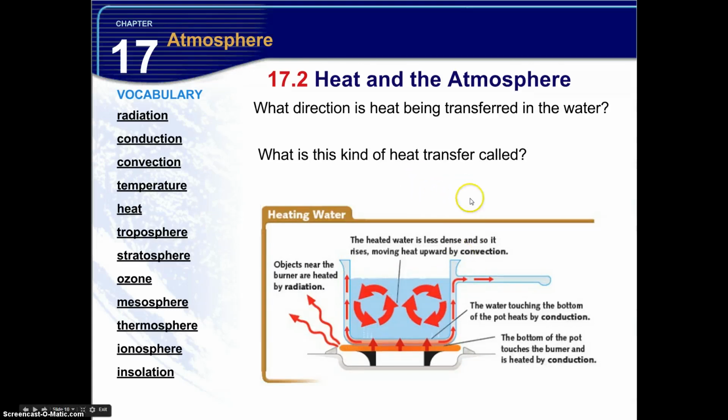So looking at this diagram, again, we'll have questions, and I'd like you to pause and answer these questions at this time before I show you the answer. What direction is heat being transferred in the water? Upward. You can see the convection cells. Everything is moving in an upward direction. What is this kind of heat transfer called? Convection. It's cyclical based on the density of the water.